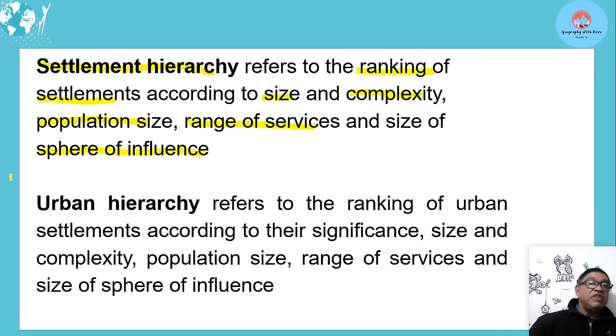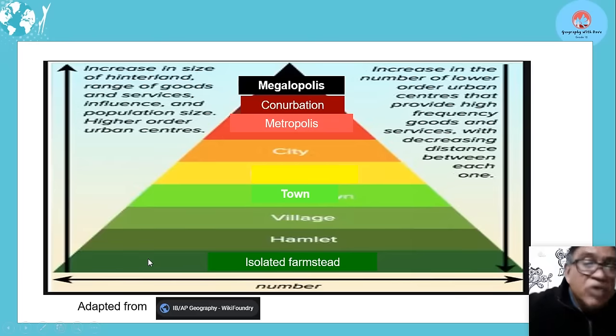Then we have a specific term, urban hierarchy, which refers to the ranking of urban settlements only, and again, according to all those functions, right up to size of sphere of influence. But now it's just the urban areas that we would look at, and how they vary in terms of ranking from smaller to bigger. Okay, now let's look at a settlement hierarchy. This includes both the rural and the urban areas.